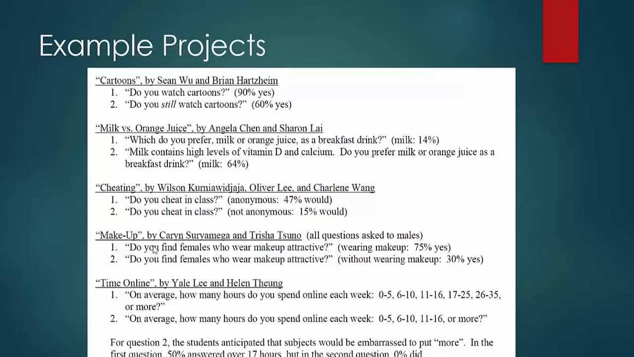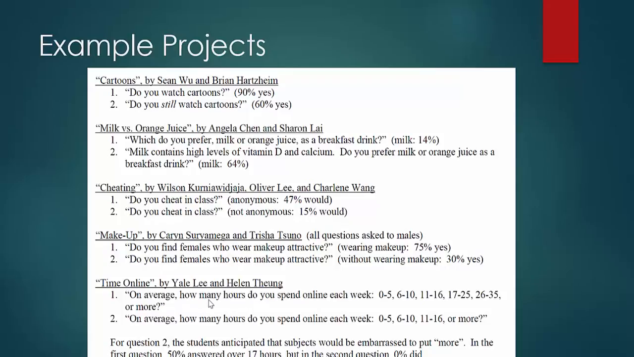Makeup. Do you find females who wear makeup attractive? Wearing makeup, 75% yes. Do you find females who wear makeup attractive? Without wearing makeup, 30% yes. So this question is dealing with characteristics of an interviewer. The previous question dealing with anonymity.